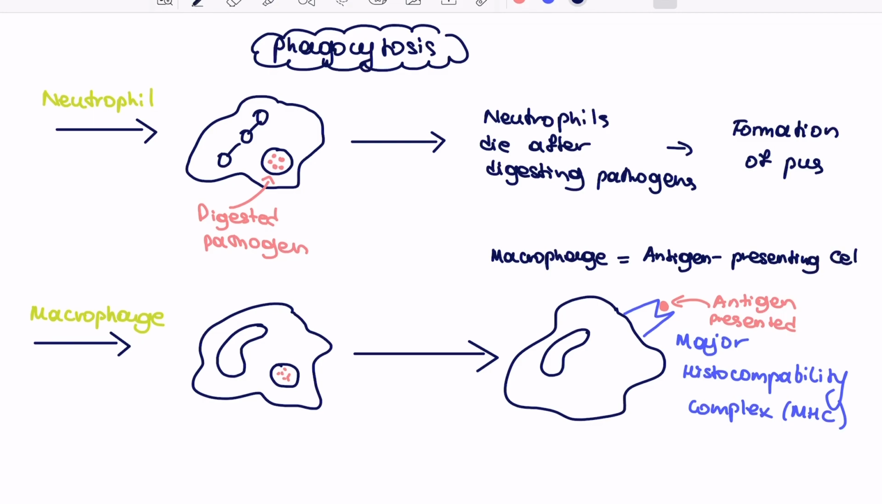And as a result, when the antigen is presented to the B cells and T lymphocytes, it will result in initiation of primary immunity. And this is everything for my phagocytosis video. Hopefully you now know the difference between the neutrophils and the macrophages.